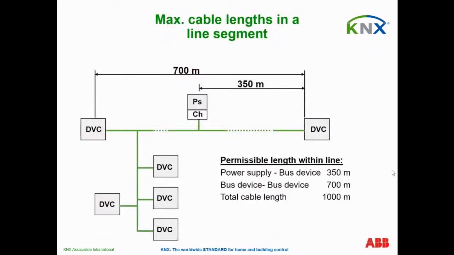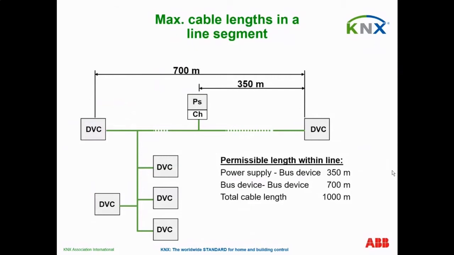It's very important to keep an eye on our cable lengths in our line segments. The maximum length of a cable in a line segment is 1,000 meters. It's important to remember 1,000 meters. If we go beyond 1,000 meters, we'll have problems with communications and voltage drop, but the maximum length is 1,000 meters. From the power supply to the furthest device on the line, it should be 350 meters.